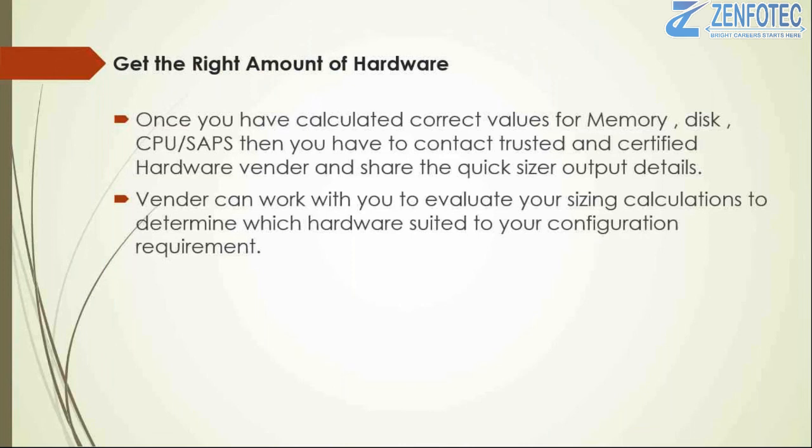So get the right amount of hardware. Once you have calculated the correct values for memory, disk and CPU, that is the SAPS, you have to contact a trusted and certified hardware vendor and share the QuickSizer output details. The vendor can work with you to evaluate your sizing calculations and determine which hardware is suited for your configuration requirements. So you have to sit with your hardware partners, and those partners should be certified hardware partners.